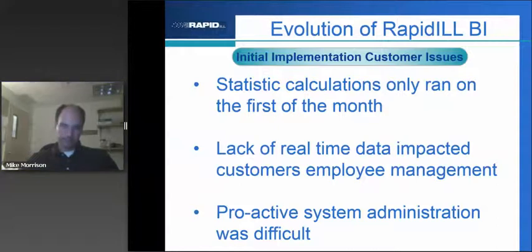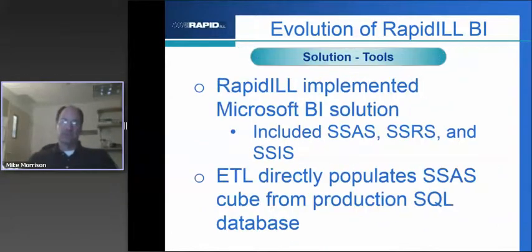The solution was a Microsoft Business Intelligence solution. This included SSAS, SSRS, and SSIS. The ETL process consisted of two complex SQL queries. These SQL queries would query our production database, transform the data, and load it directly into the SSAS queue.